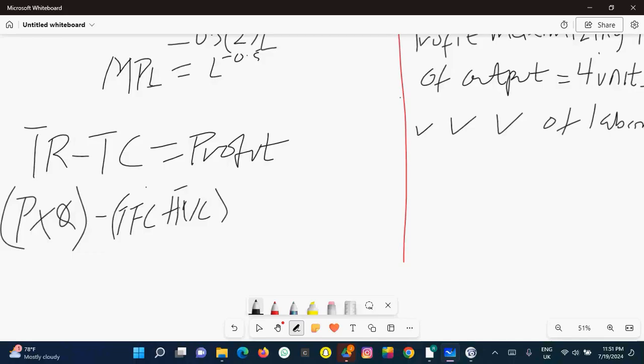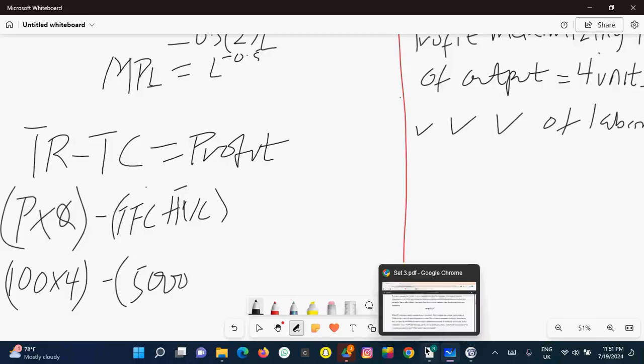Okay, so here now P, price, in what we solved here is 100, right? The price at which the firm is selling is 100. And then the optimum, or profit maximizing quantity, is 4, right? And then our total fixed cost is 5,000.